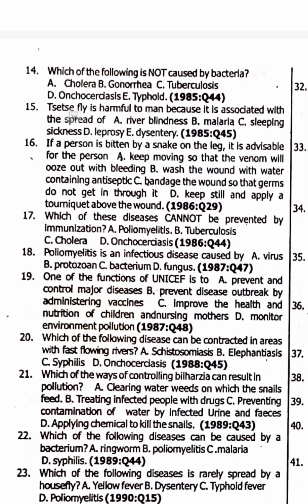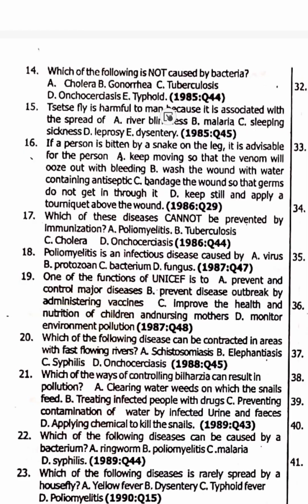The reason why Onchocerca is called river blindness is because the nematode Onchocerca volvulus breeds in fast flowing, highly oxygenated river, and it migrates into the eyes through the blood to cause blindness. 14 is option D. Tsetse fly is harmful to man because it is associated with sleeping sickness.